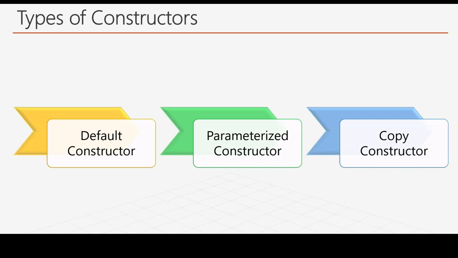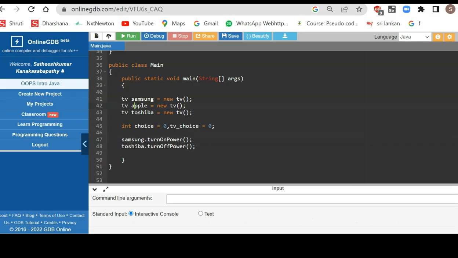Actually, there are three types of constructor. What we saw so far is called the default constructor or non-parameterized constructor. Second is a parameterized constructor. Third is a copy constructor. Now we are going to look into the details of each of these constructor types. The default constructor is something we already saw. Parameterized we'll see in detail, and copy constructor we'll see in detail.